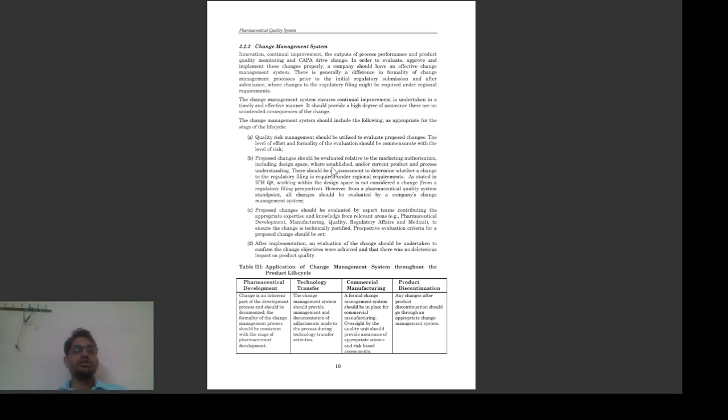The change management system should include the following, as appropriate for the stages of the life cycle. Quality risk management should be utilized to evaluate the proposed changes. The QMS evaluates the impact of proposed changes. The level of effort and formality of the evaluation should be commensurate with the level of risk.